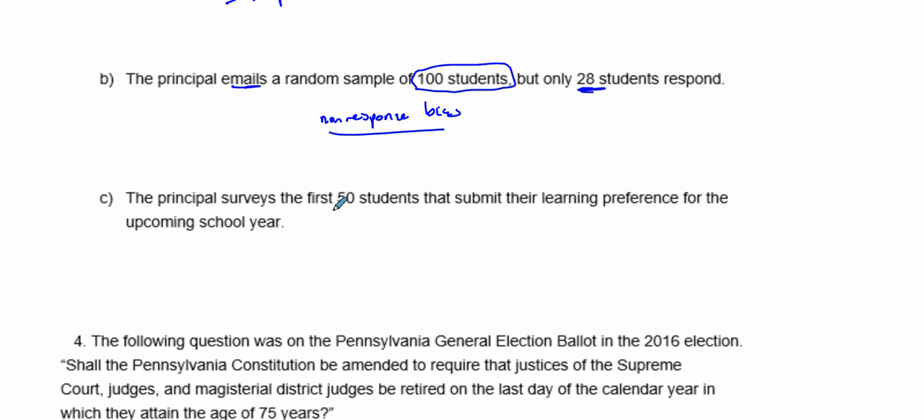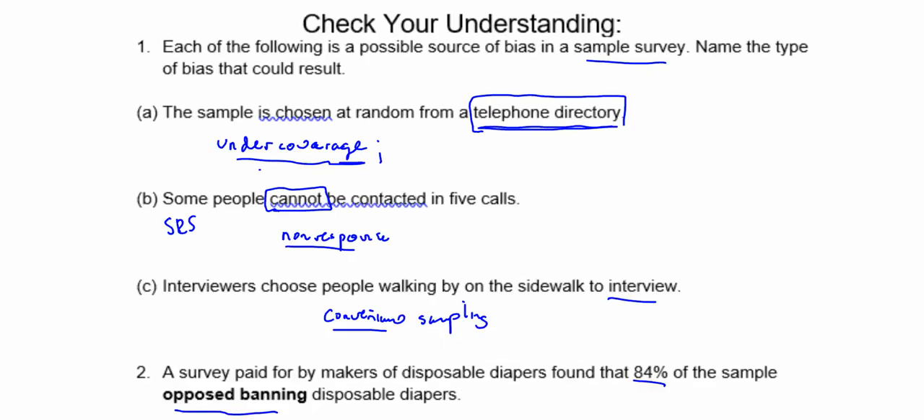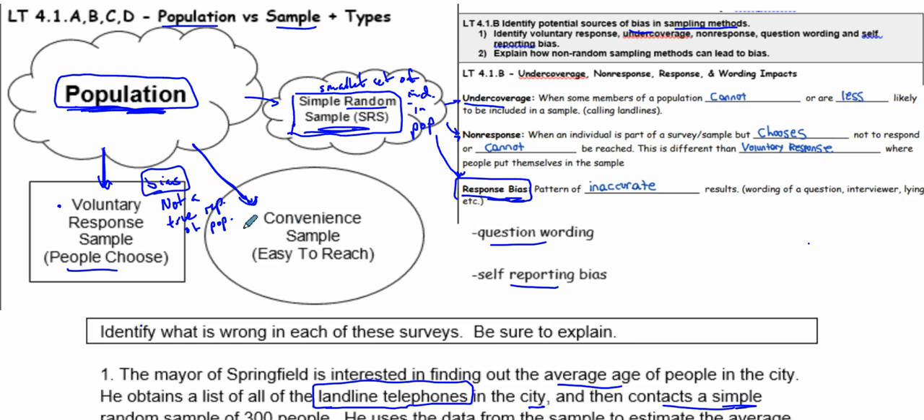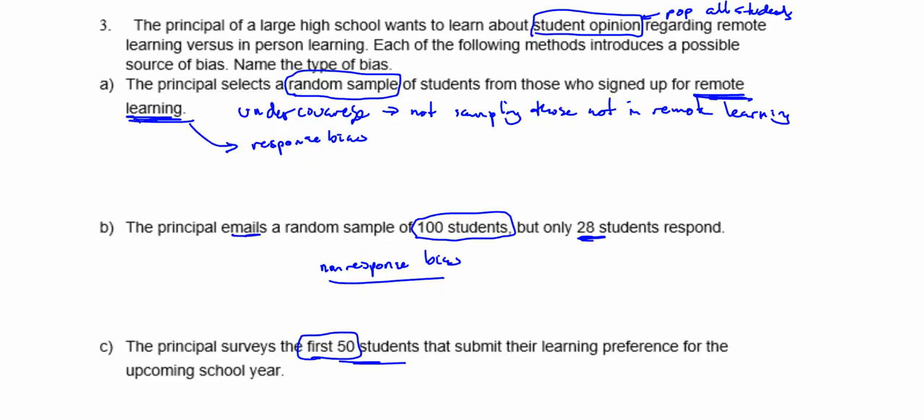The principal then surveys the first 50 students that submit their learning preference for the upcoming school year. So basically, it surveys the first 50 students. What would that be? That would definitely have some selection issues. And if you go back to our different types, that could be known as volunteer response, because it's the first 50 that got there, with undercoverage of everybody else. You can even say convenience sampling. So many different things could be included in this one.